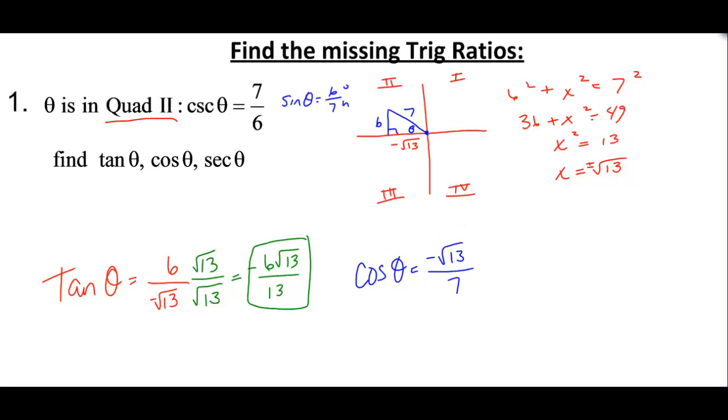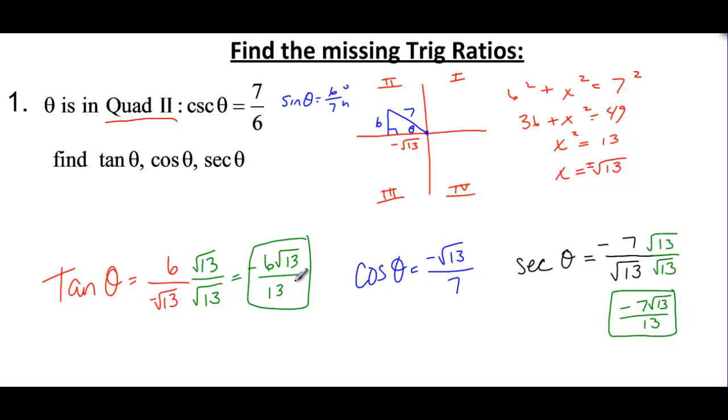And the last one wants to know what secant is. Now secant is the reciprocal of cosine. So if I just take the reciprocal and flip this, I get negative 7 over root 13. Again, I don't like to keep the root 13 in the denominator, so I'm going to multiply top and bottom by root 13, and it gives me a final answer of negative 7 root 13 all over 13. And that would be the final answer that I would like to see. And that's how you come up with the 3 ratios that I asked for.